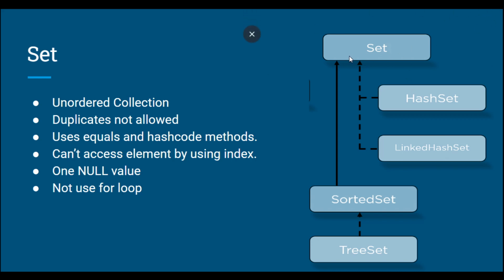If you see on the right-hand side the hierarchy of the set, Set is an interface that is implemented by HashSet and LinkedHashSet, and it is the same with the SortedSet interface. These two are implemented by the Set interface, that means HashSet and LinkedHashSet use the Set interface. In HashSet, elements are inserted, but we cannot tell the order of the elements. If you want to get the order of elements, we can use LinkedHashSet. That is the only difference between HashSet and LinkedHashSet.